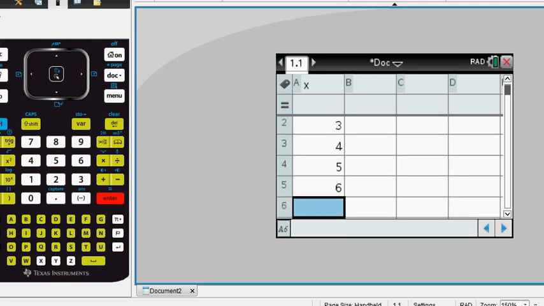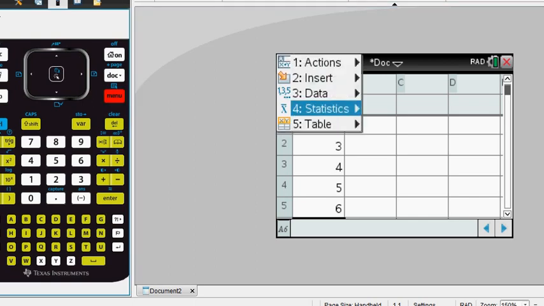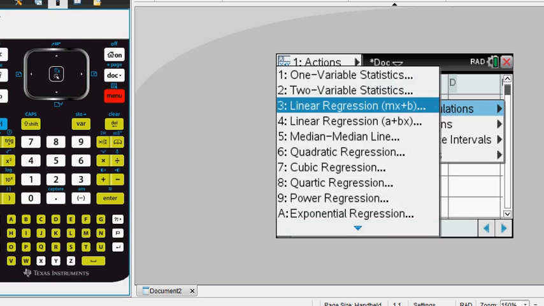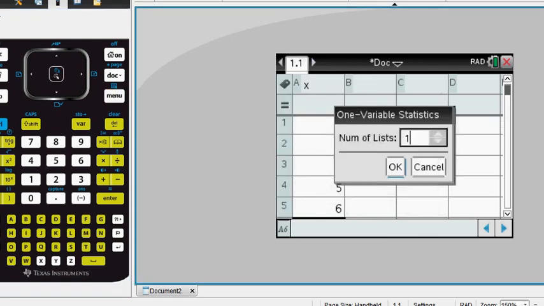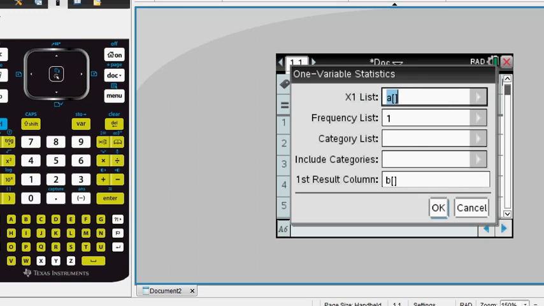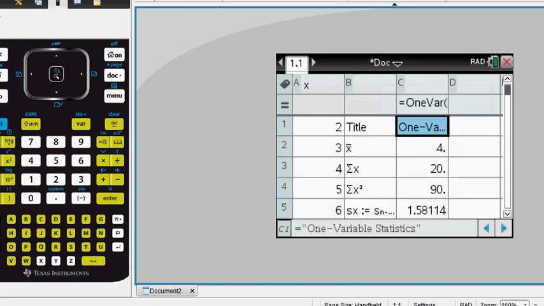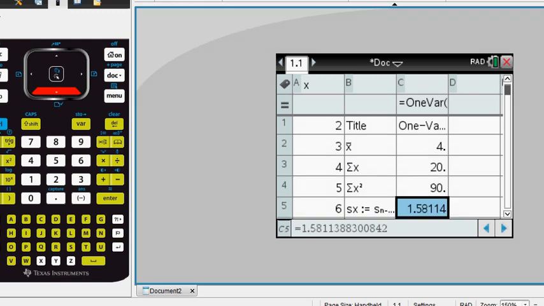6. Once you enter the data like this, you go under menu, under statistics, under stats calculation, one variable stats. The X list is X, your label, your data, and press OK. The first column is your mean. This is the total of the data. This is sigma x squared. This is S, the standard deviation, sigma x. So 1.41. Basically, this is the square root of 2.